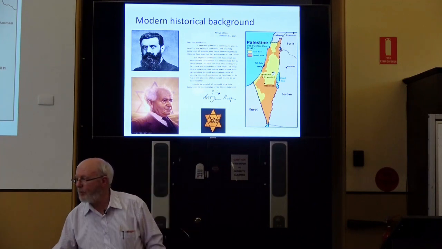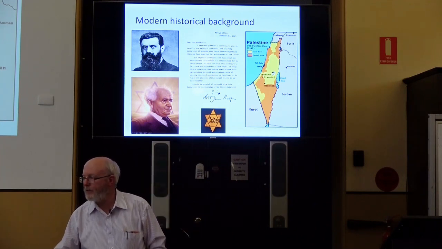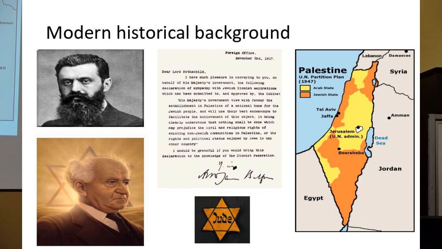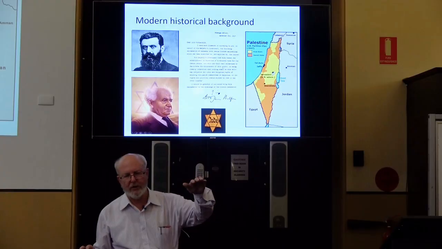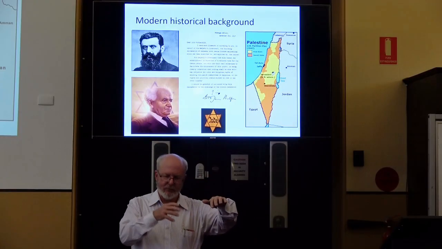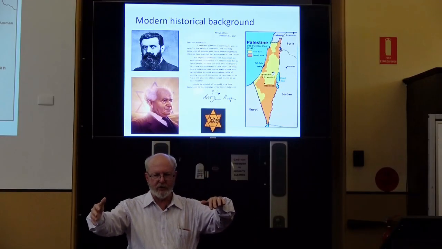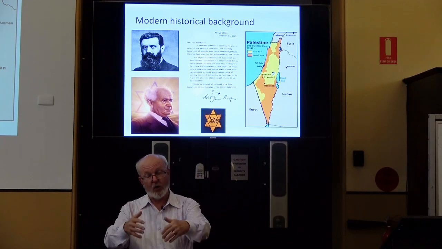Initially, this is a copy of the famous Balfour Declaration, in 1917, which expresses the intention of the British government at the time that they view with favour the establishment in Palestine of a national home for the Jewish people. They'll use their best endeavours to facilitate the achievement of this object. That was a kind of a high point of British foreign policy from the point of view of the Jews, to say, well, yes, they're going to help facilitate this.